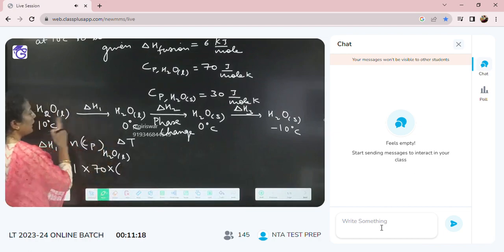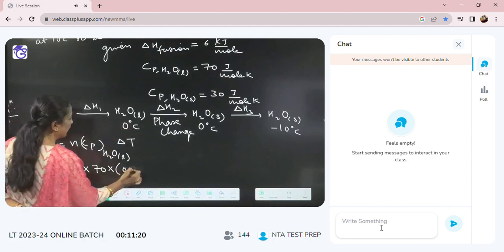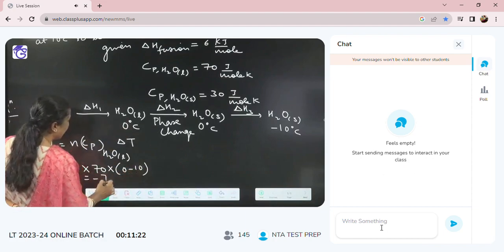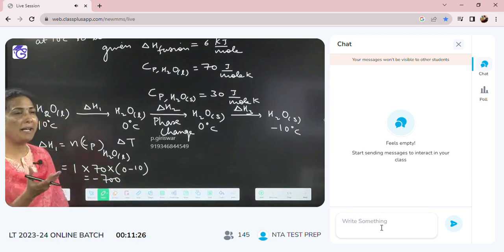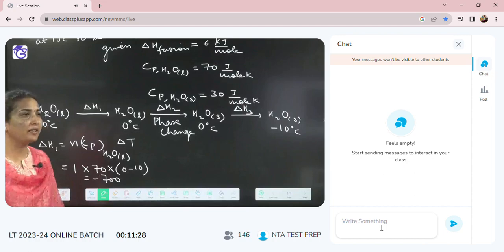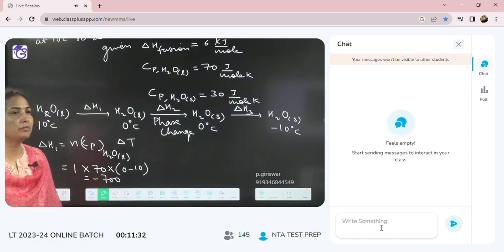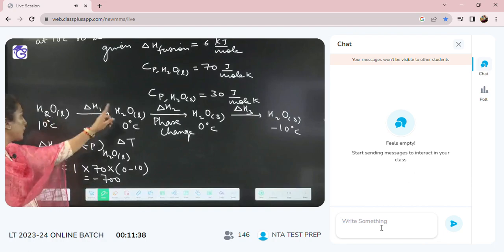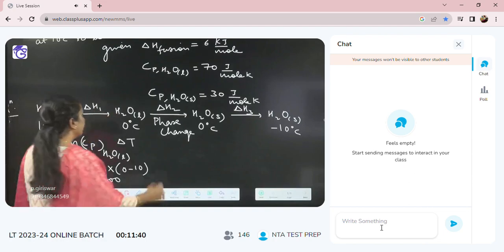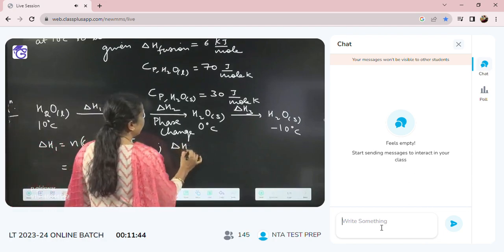See, you have to take final minus initial temperature. So it will become 70 times minus 10, that is minus 700. Do not take only the magnitude. Many of you have taken 10, 10, 10. Srushti has taken it correctly. Good. You should be very clear that temperature change is final minus initial. Got it? Okay. Now next one is delta H2.